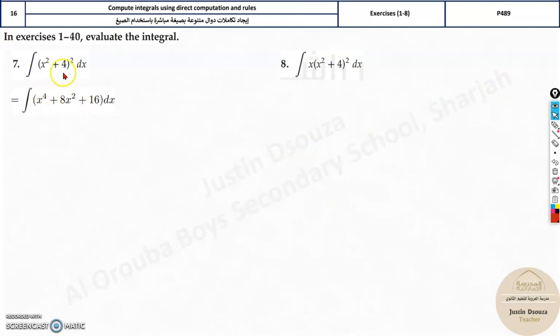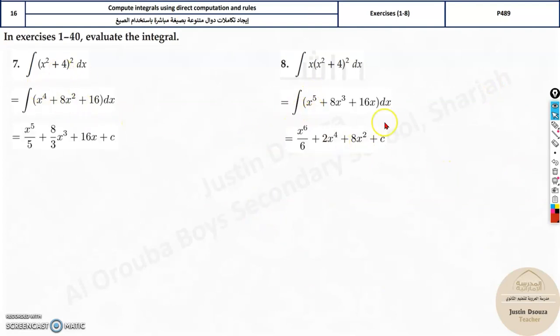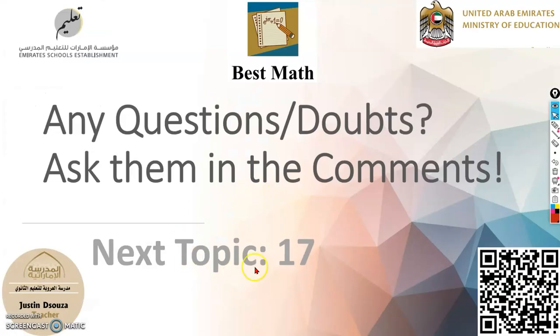The last one, we just did it. You need to use this. Now over here, expand this x squared and then multiply by x. That's the only difference, and you will get the answers. So in the next video, we will do topic number 17.